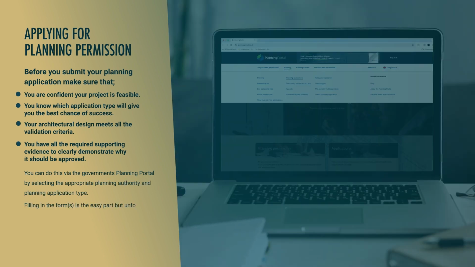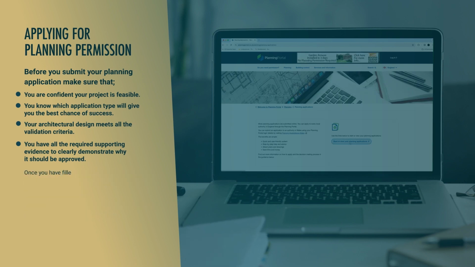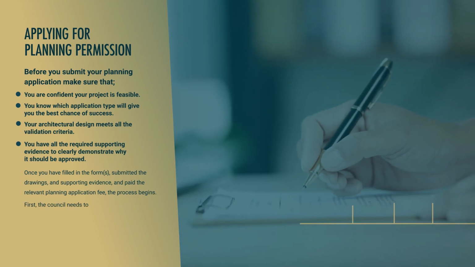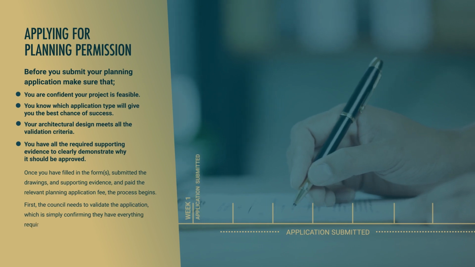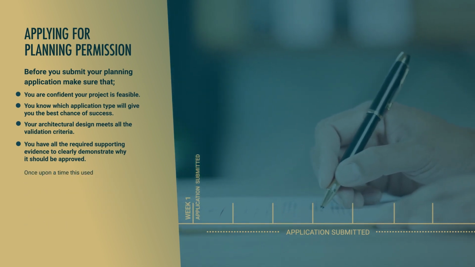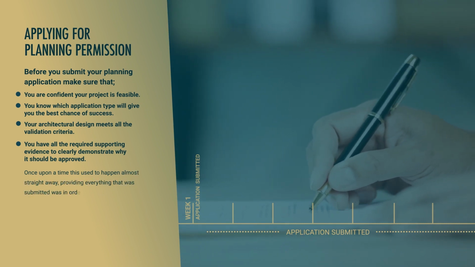Filling in the forms is the easy part, but unfortunately, this is still not the end of the process. Once you have filled in the forms, submitted the drawings and supporting evidence, and paid the relevant planning application fee, the process begins. First, the council needs to validate the application, which is simply confirming they have everything required to assess the application. Once upon a time, this used to happen almost straight away, providing everything that was submitted was in order.